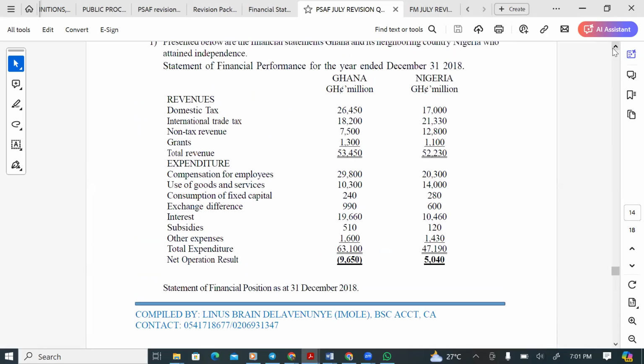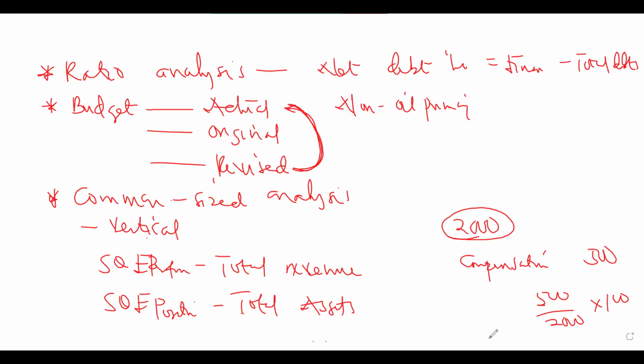Grant to revenue ratio for both countries, grant to revenue. Grant over total revenue. That is it. The ratio is going to define itself for you. You don't have to memorize anything. You just have to pray that they give you questions where the ratios are going to define themselves for you. And most of the ratios are going to define themselves for you.